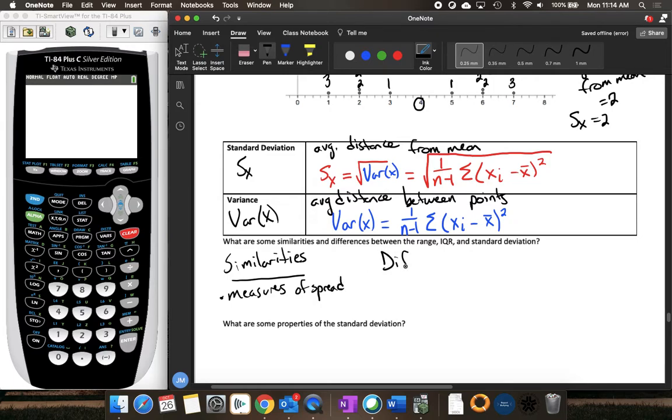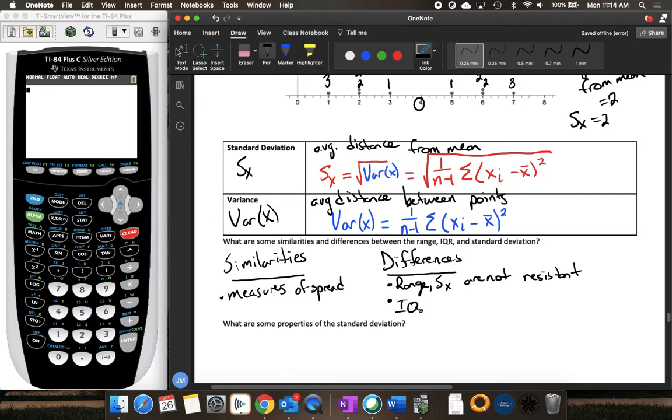But really, that's about it. Most of the rest are differences. There's one key difference that I want to point out: the range and standard deviation are not resistant. So these are not resistant measures of spread, and that's something we'll have to watch out for, especially if there are outliers in the data set.